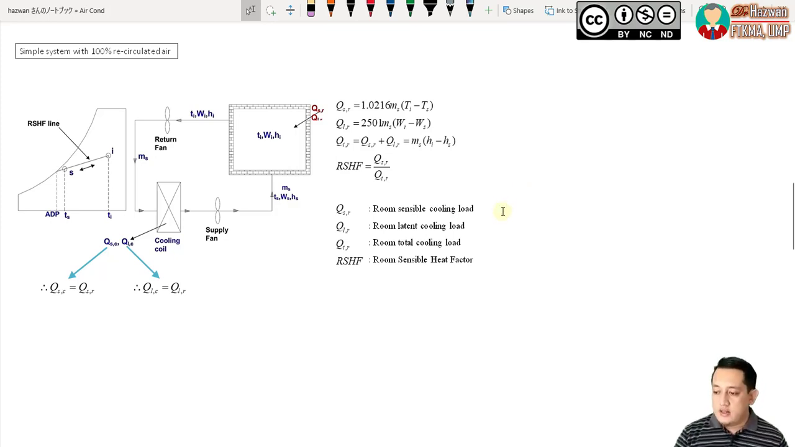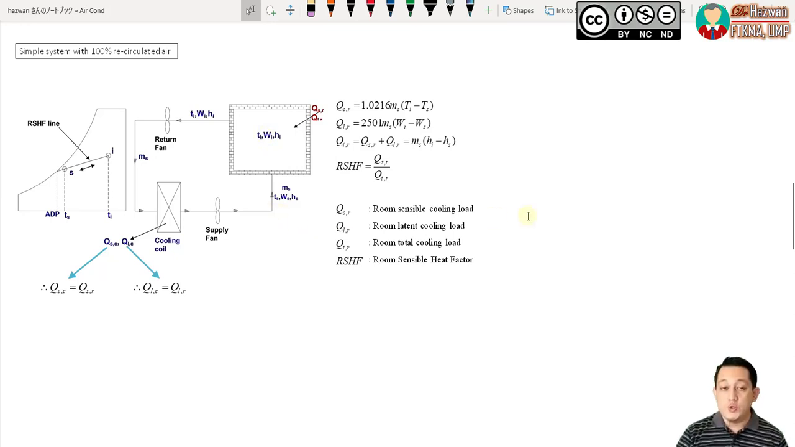If you look at this diagram here, what does it mean by 100% recirculated air? This is a room, and this is the cooling coil. When it is 100% recirculated air, it means that the air supplied to this room will leave the room, then move to the cooling coil, and then enter the room again. So we are using the same air over and over again, which is why we call it 100% recirculated air.